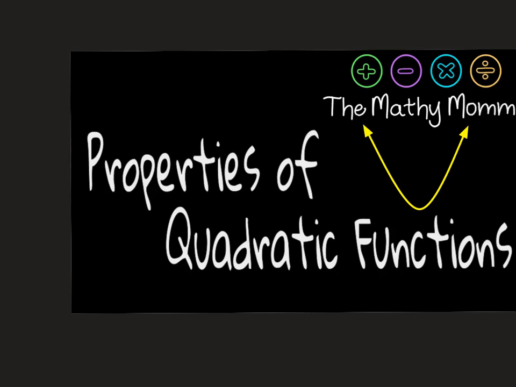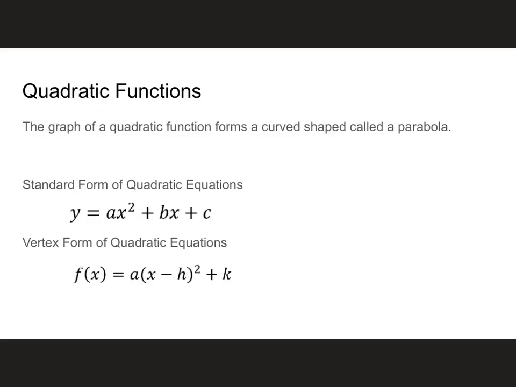This video is going to be an overview of the properties of quadratic functions when looking at the graphs. So a quadratic function is simply a curved shape. It looks like a U. The shape is called a parabola, and it can face upward or downward.